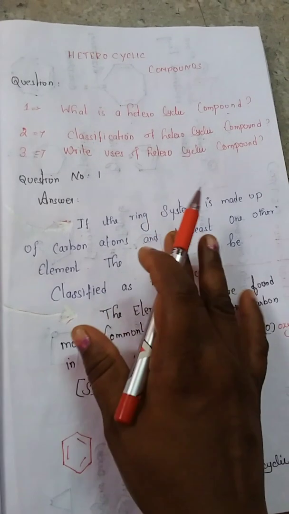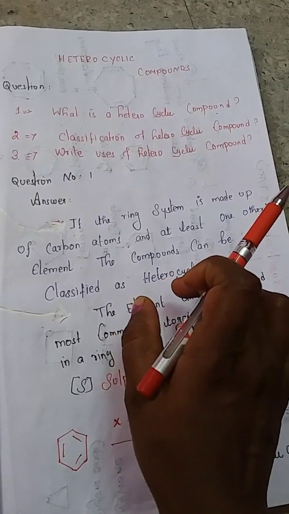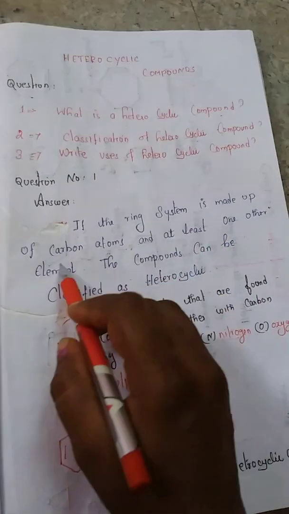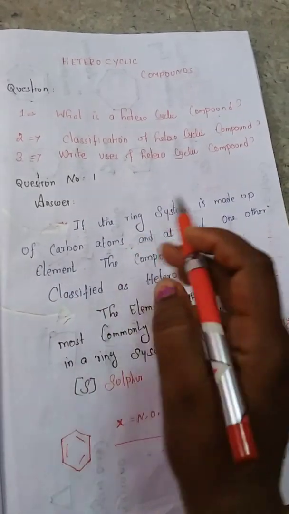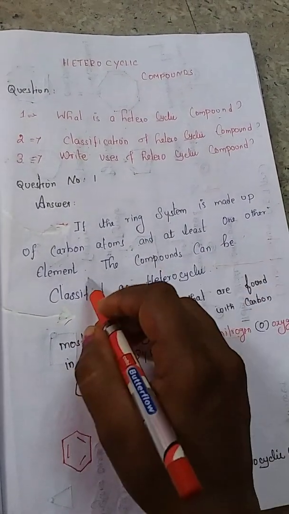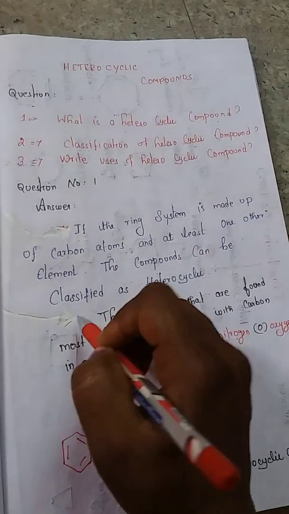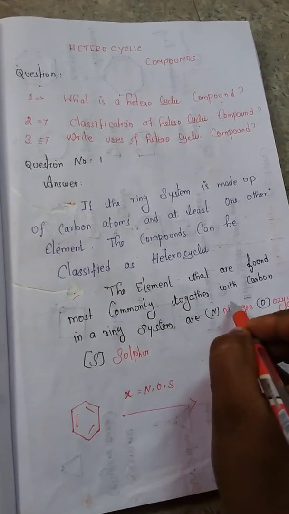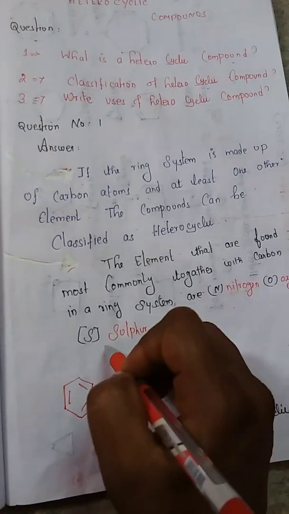Most cyclic structures depend on carbon atoms in the ring structure. If the ring system is made up of carbon atoms and at least one other element, the compound can be classified as heterocyclic. The elements found most commonly together with carbon in a ring system are nitrogen, oxygen, and sulfur.